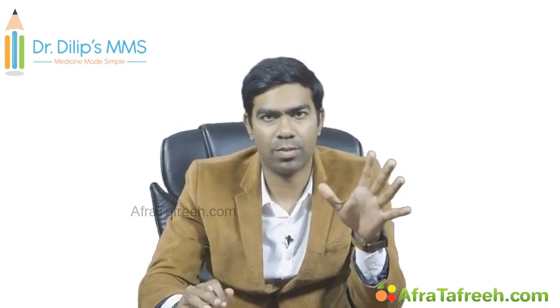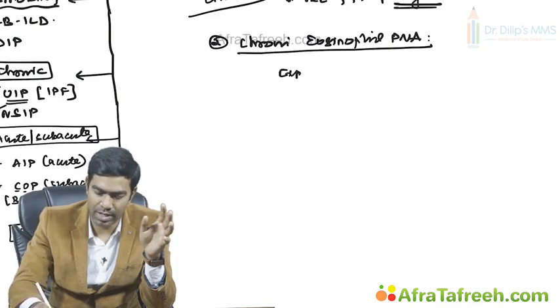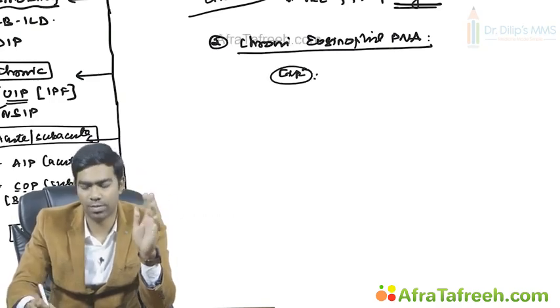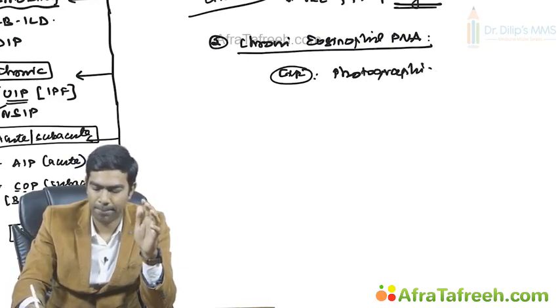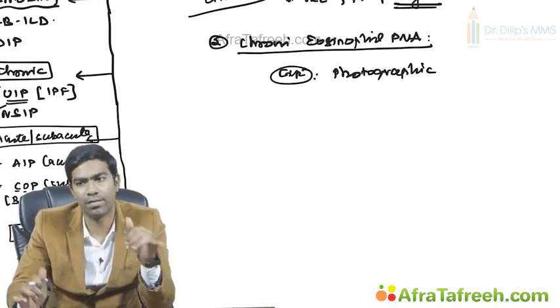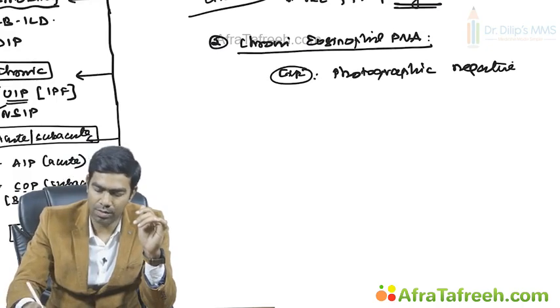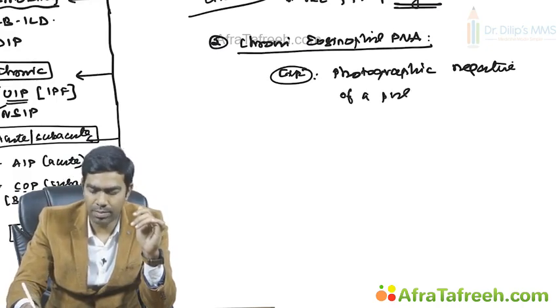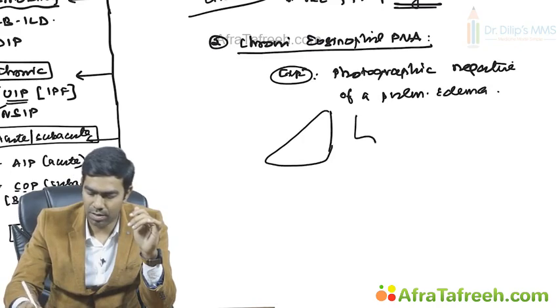So what is the typical feature that you want to look out for in chronic eosinophilic pneumonia? Very simple. In chest X-ray, one classic finding has been described, that is what your exam question will be, that is called the photographic negative of pulmonary edema. We have subsequent discussion, don't worry, in videos I'll show the images also. Photographic negative of pulmonary edema. So what do you mean by photographic negative of pulmonary edema? You have lungs like this.